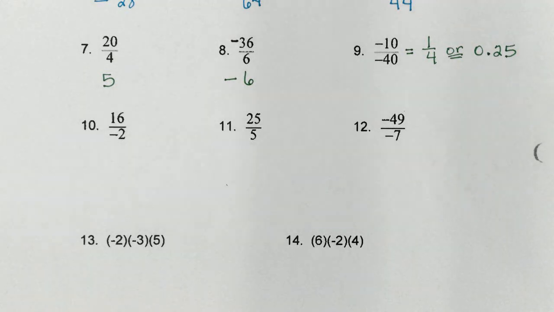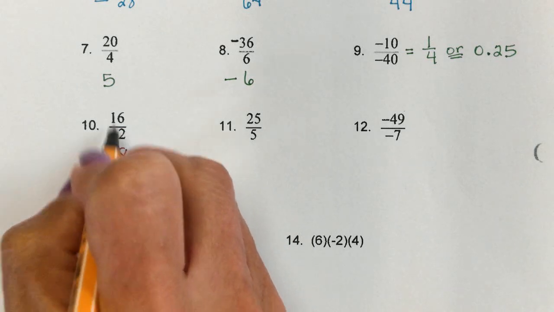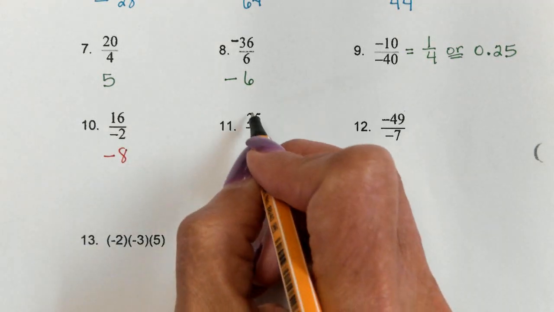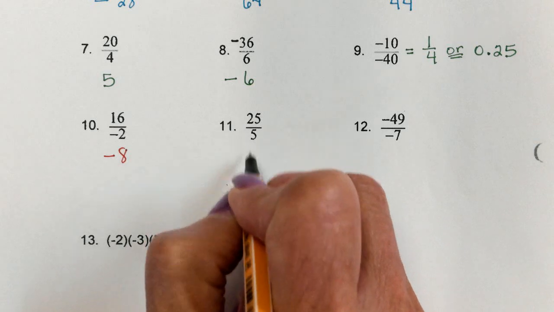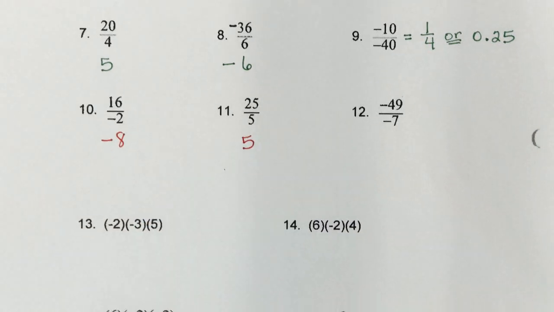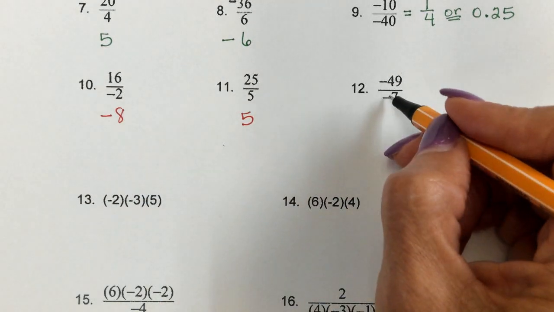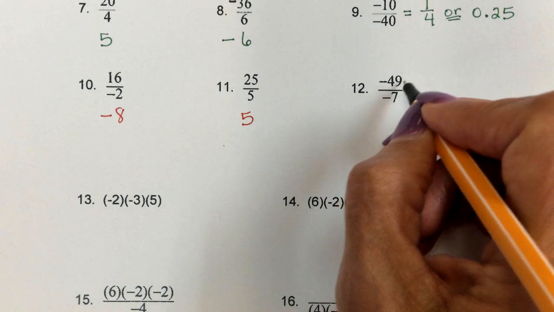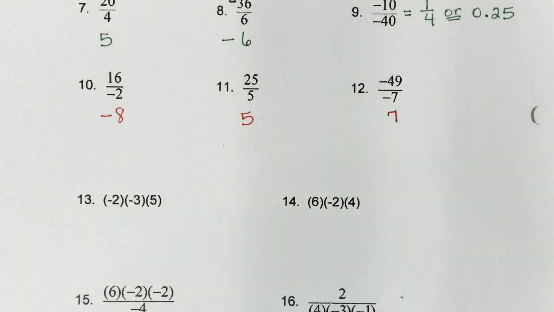16 divided by negative 2 is negative 8. Positive divided by negative. Positive and positive, positive answer. 25 divided by 5 is 5. Last one, negative divided by negative is a positive, and 49 divided by 7 is 7.